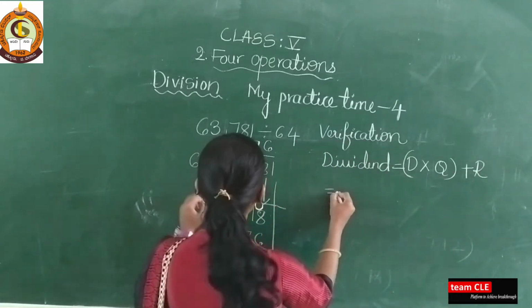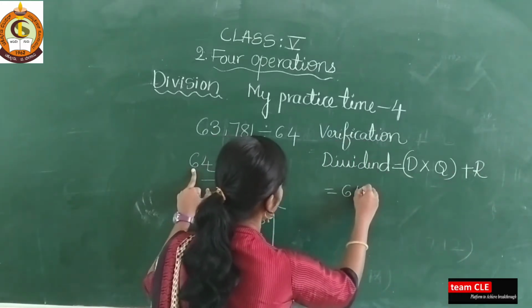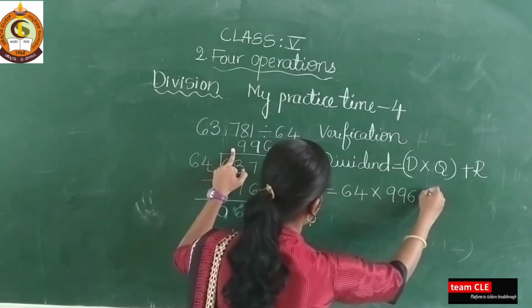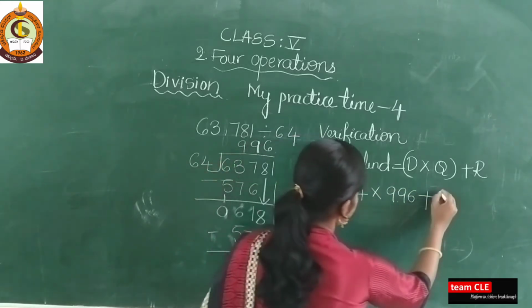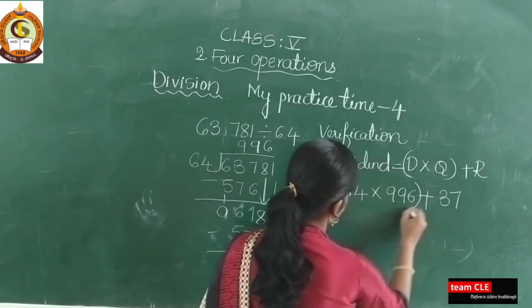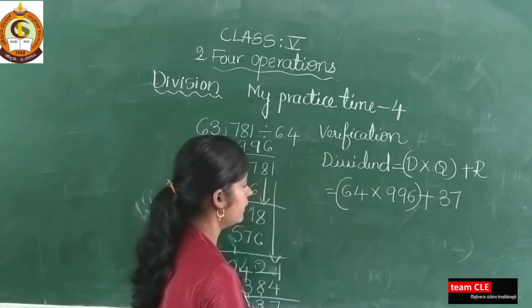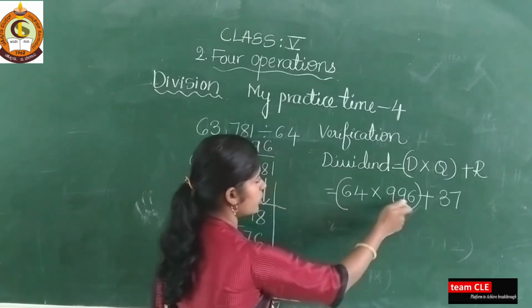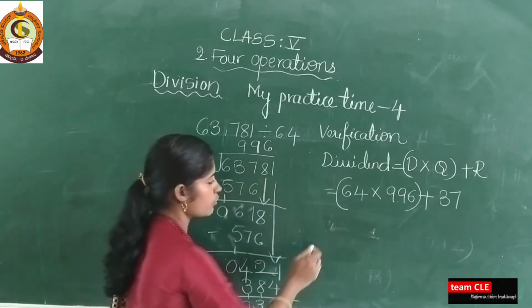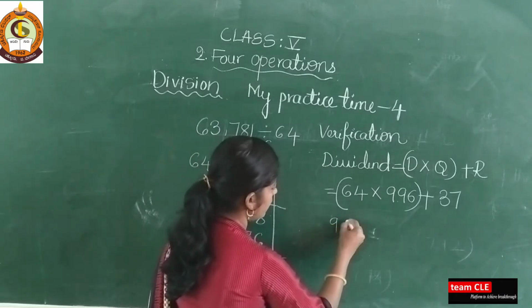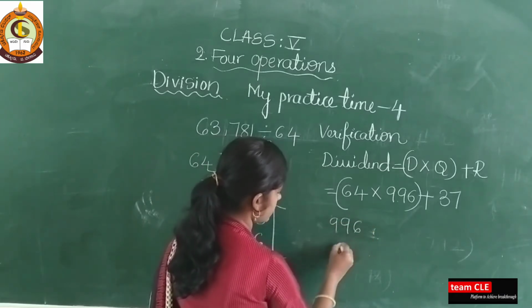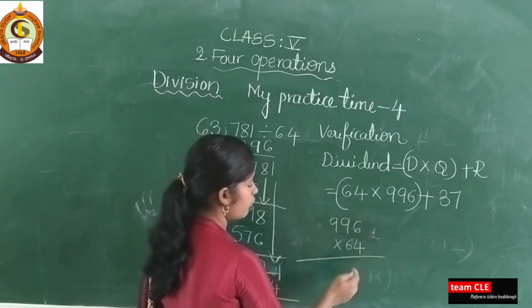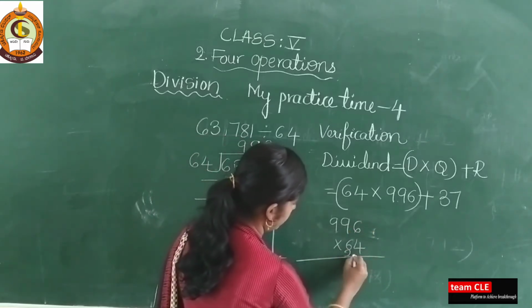Then tell me, here how much is the divisor? 64. Quotient is 996, plus remainder is 37. So this way you have to write. Next, 996 into 64. See here, if you don't know direct multiplication like this, then for that you need to do rough work. 996 into 64. Yes, multiply here. 4 sixes are 24.